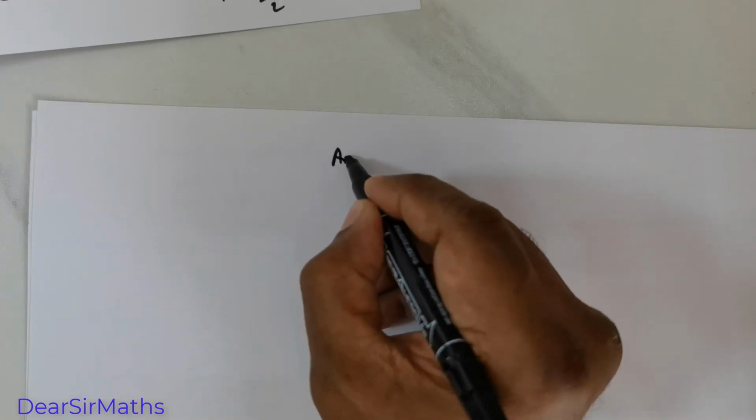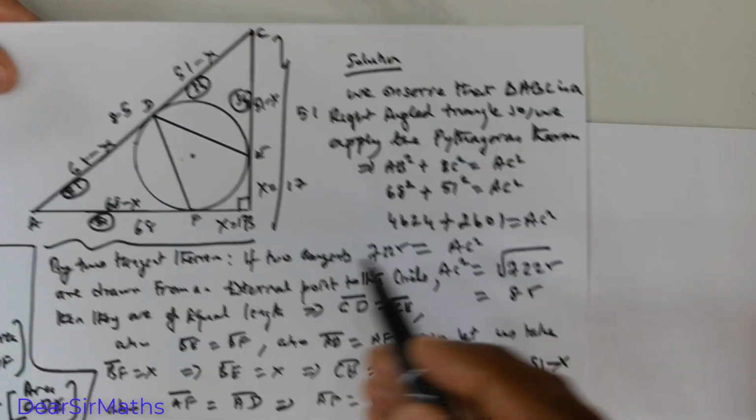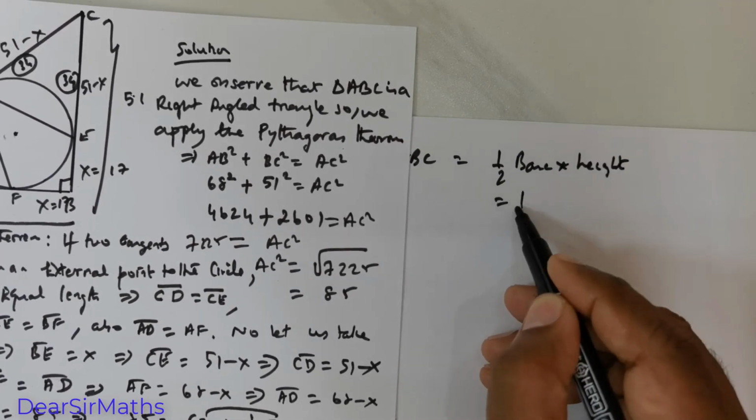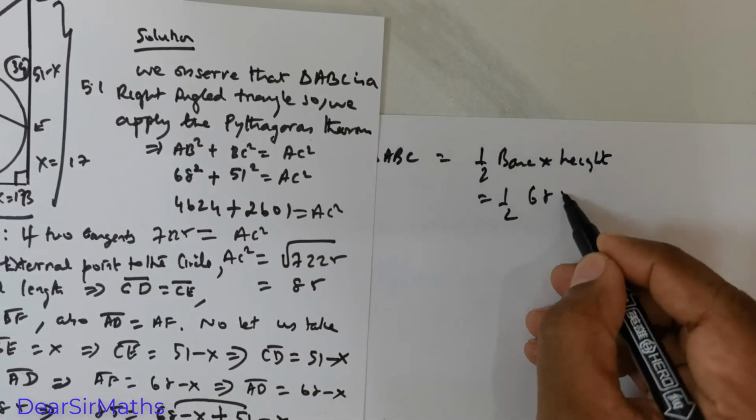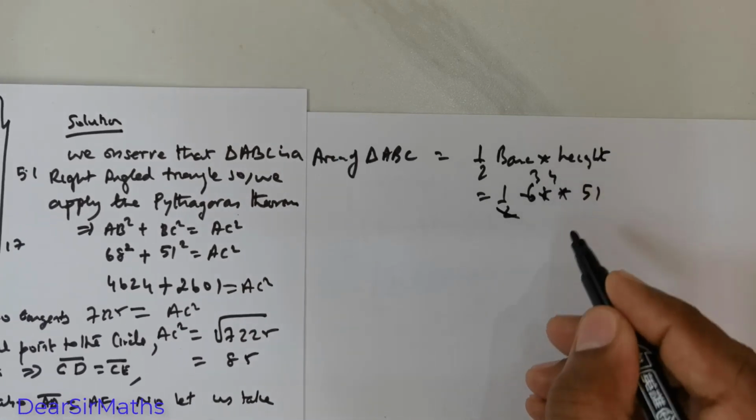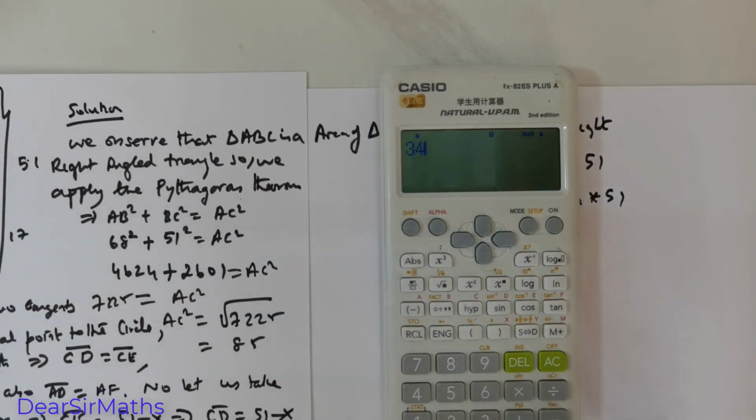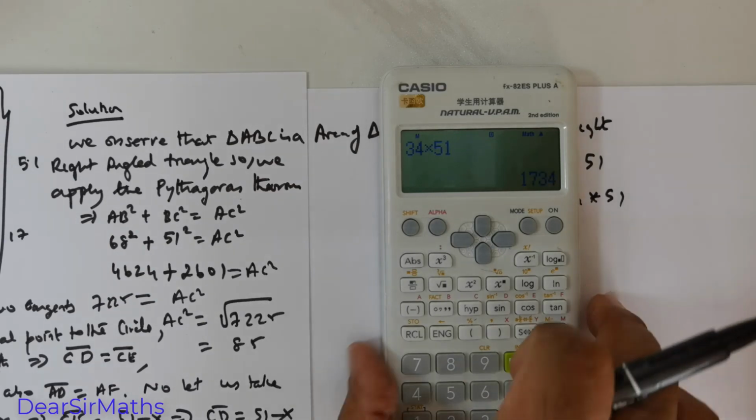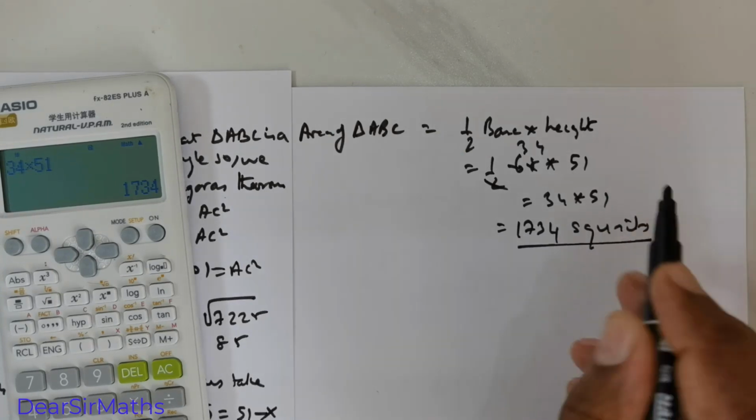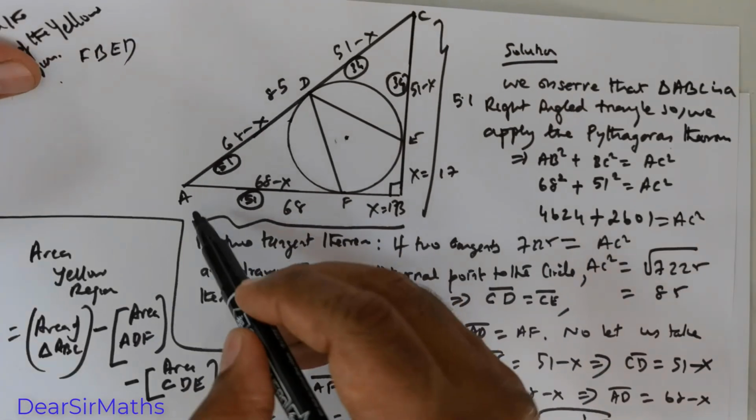Okay, so area of triangle ABC. You have the base, so half times base times height. Half times my base is 68, my height is 51. 2 divides here 3 times, 2 divides here 4 times. So 34 times 51. You can use your calculator. 34 times 51 is 1734 square units. That's the first area, the main triangle. Now, the area of triangle ADF.